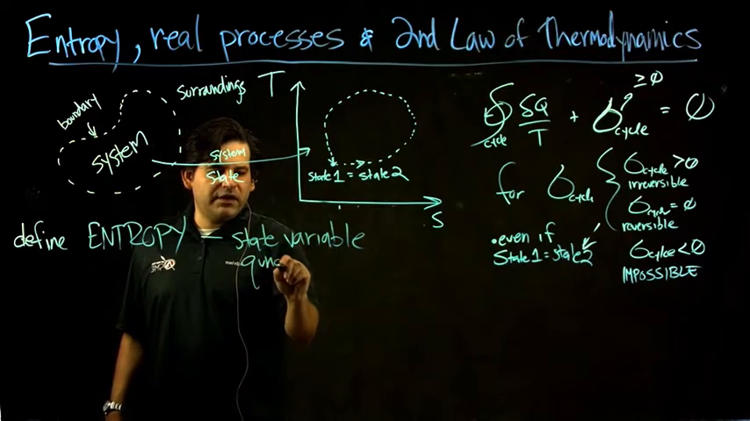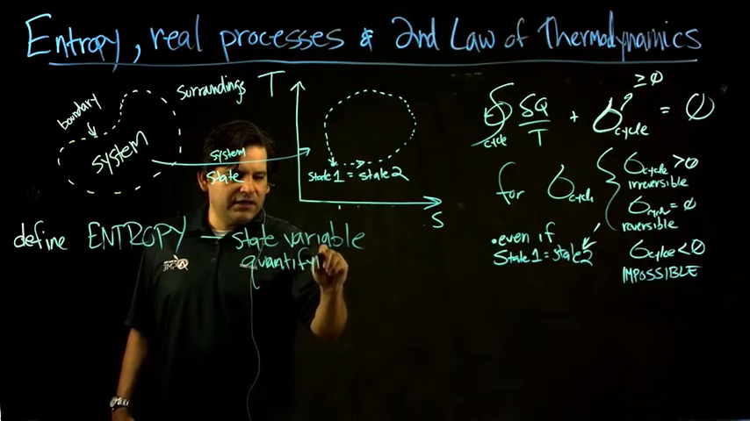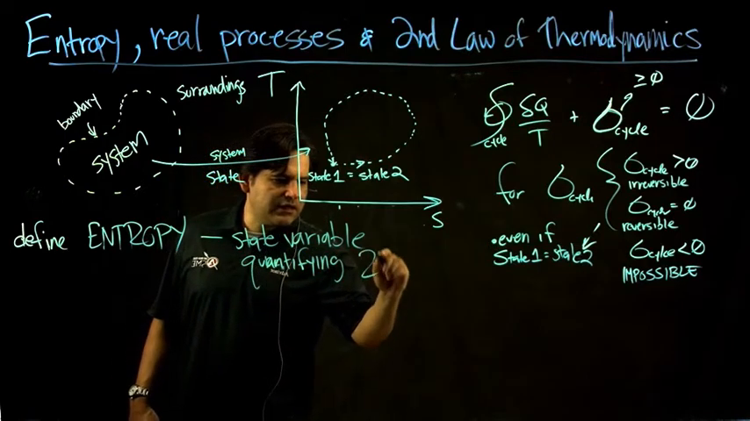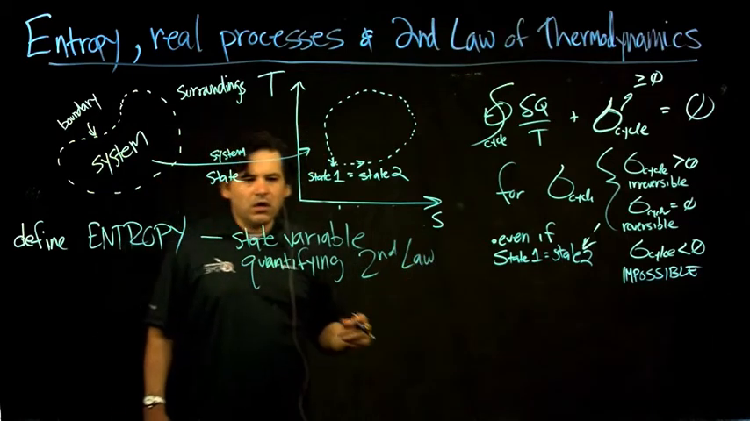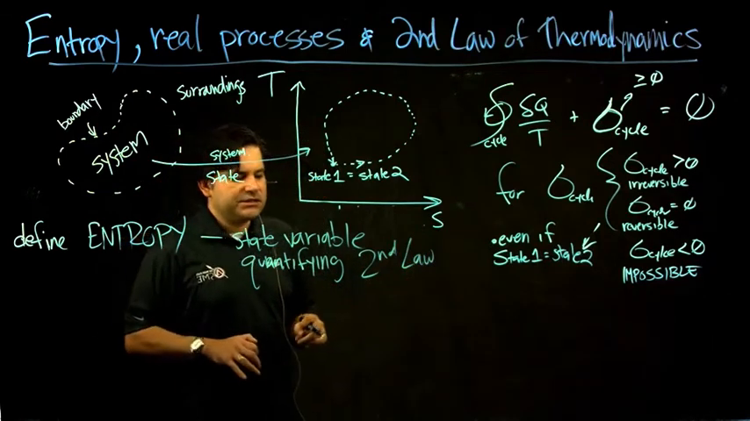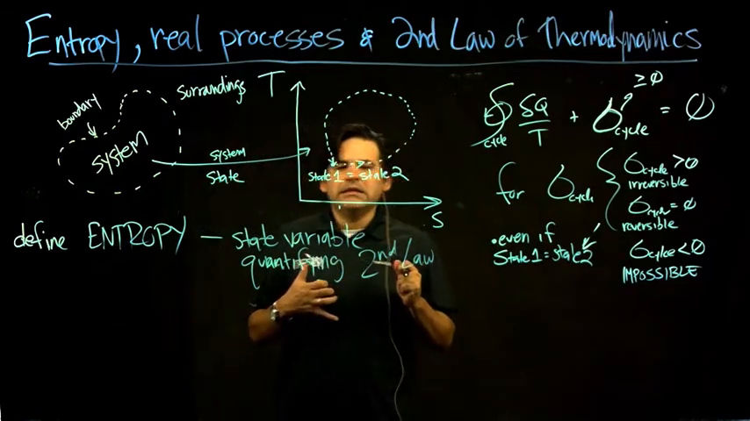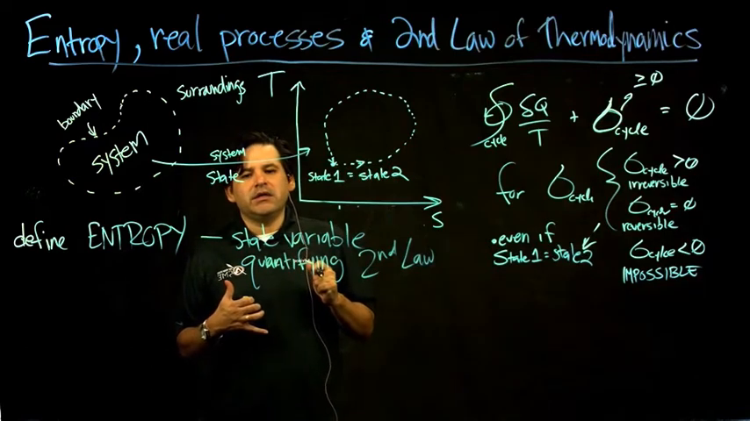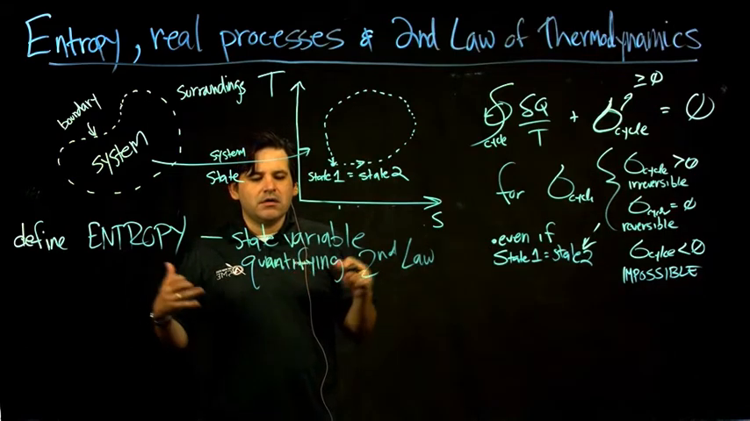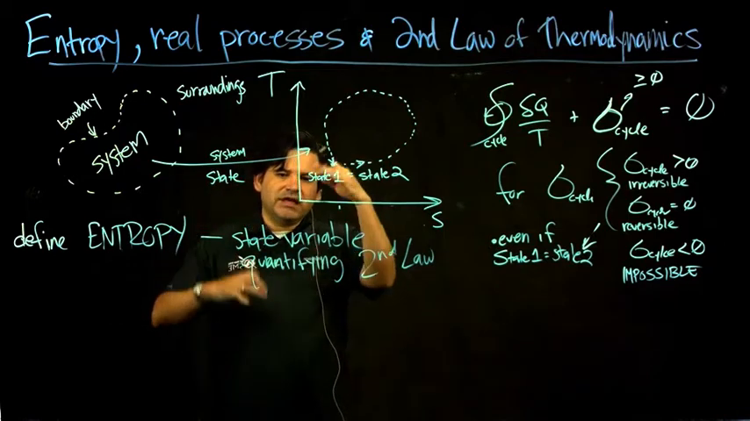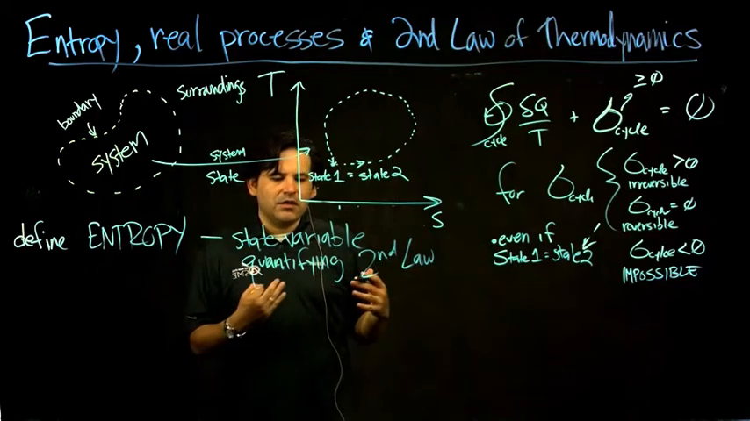One way to think about it, it's a state variable quantifying the second law. It's a way of describing the second law, and the first law tells you that you're not destroying or creating energy. You are transferring energy between the states of the energy levels of the system and energy transfer coming in and out. That's the first law.